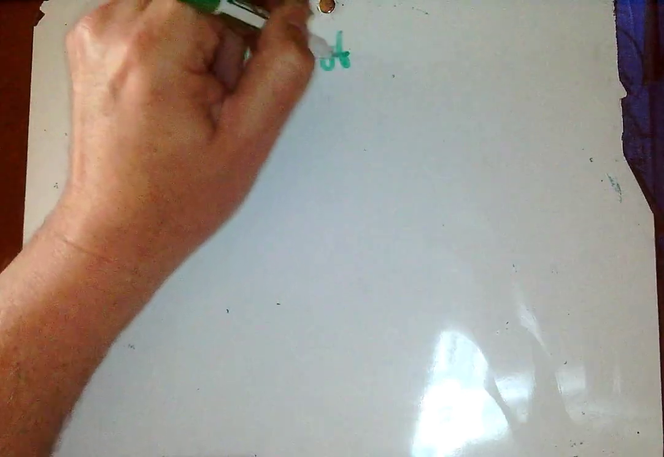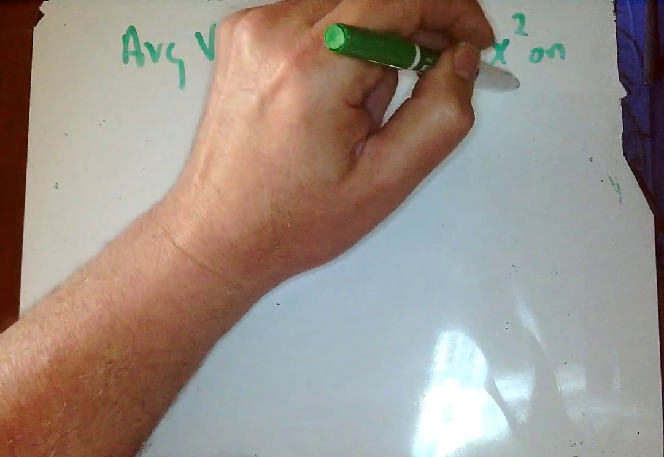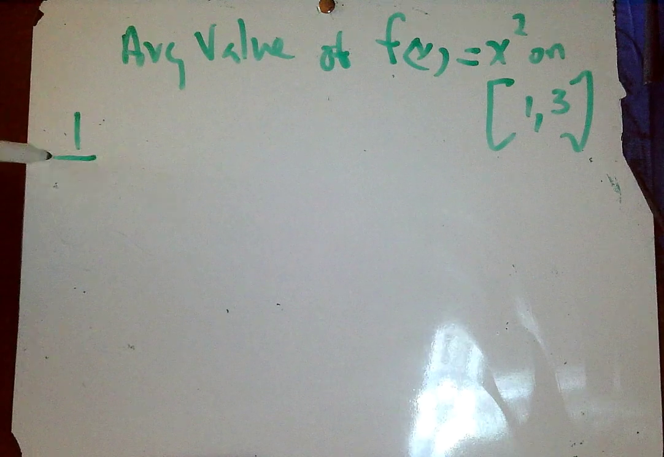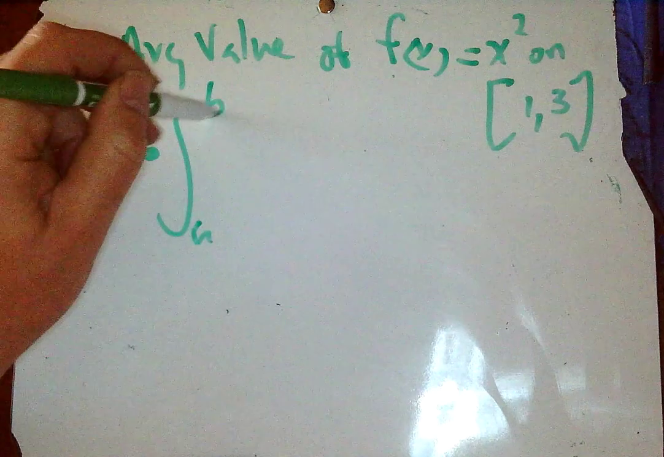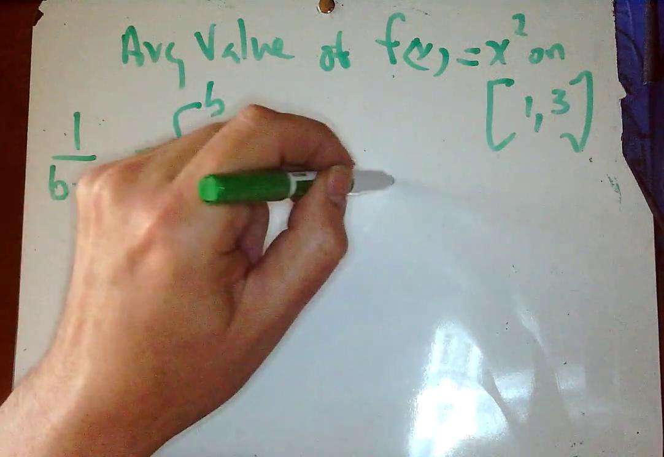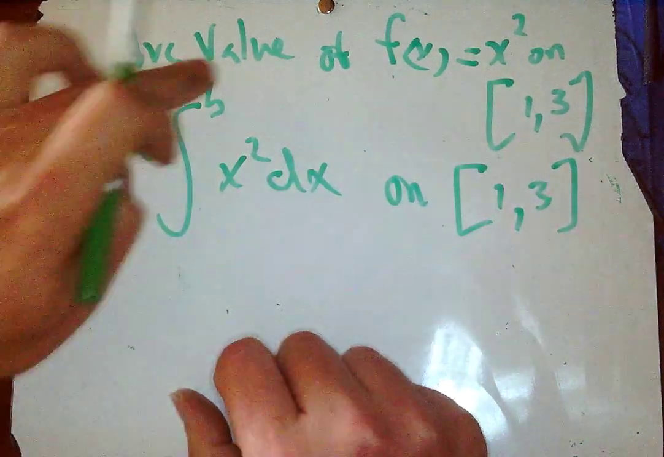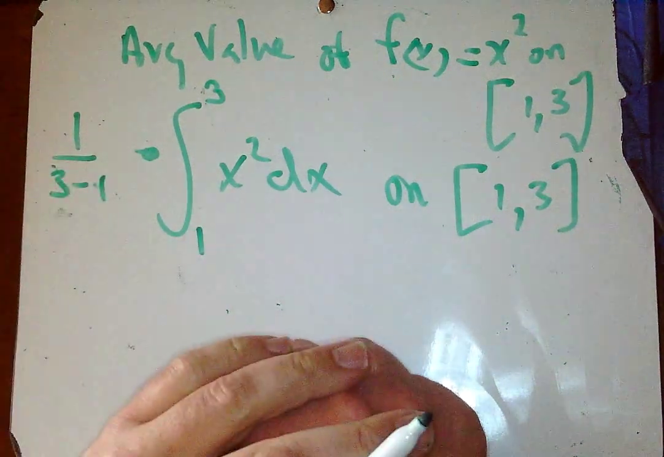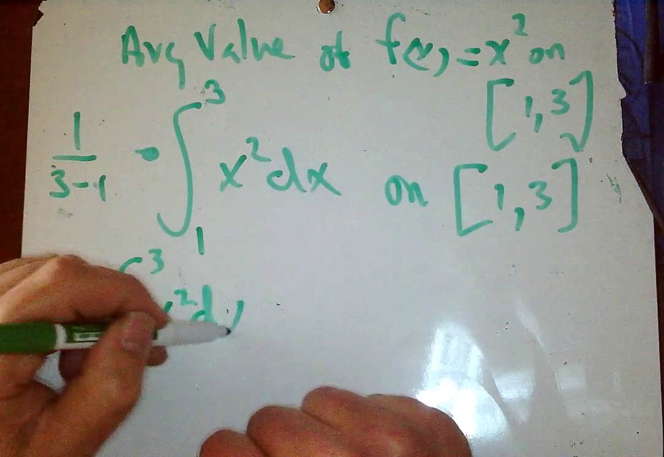If I want to know the average value of, I don't know, f of x equals x squared on 1 to 3, then I know that the average value formula is 1 over b minus a times the integral from a to b of x squared dx on 1 to 3. In fact, I can put in my 3 and my 1. So this is going to be 1/2 integral 1 to 3 x squared dx.